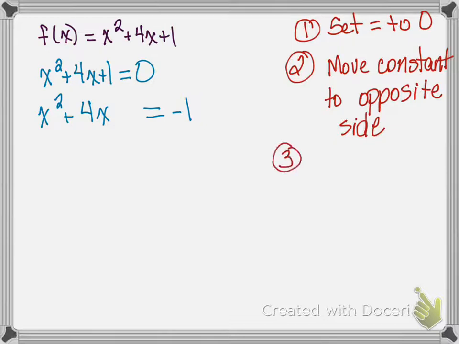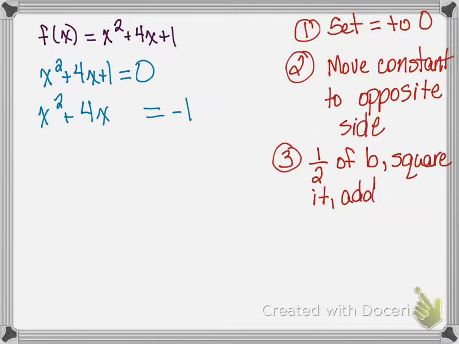Now, I'm going to take 1/2 of my b value. I'm going to square that and then add to both sides. What is my b value? That's the first thing. What's my b value? 4. 4 is my b value. What's half of 4? 2. And what's 2 squared? 4.